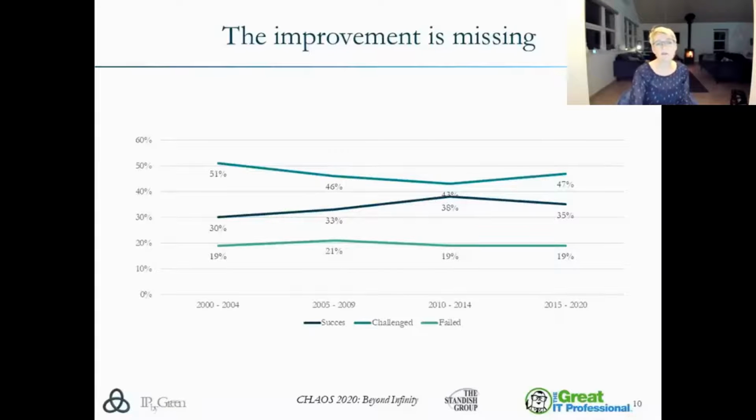If you look at the number of failed projects, we actually still have one fifth of the projects failing. That means that they will never deliver any functionality or value to the end user, whereas challenged projects usually deliver less functionality or less value to the user than expected, or don't meet expectations from a budget or schedule perspective.